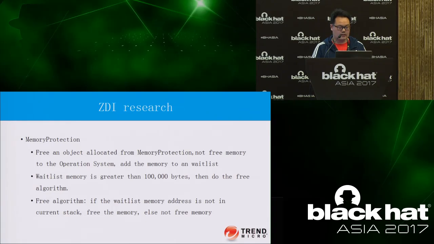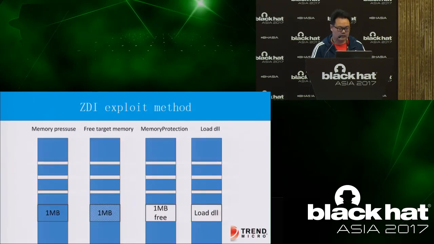When the witness is greater than 100,000 bytes, it will run the free algorithm. If the witness memory address is not in the current state, it will free this memory, else it will not free the memory. Okay, ZDI used this to exploit and bypass ASLR like this.